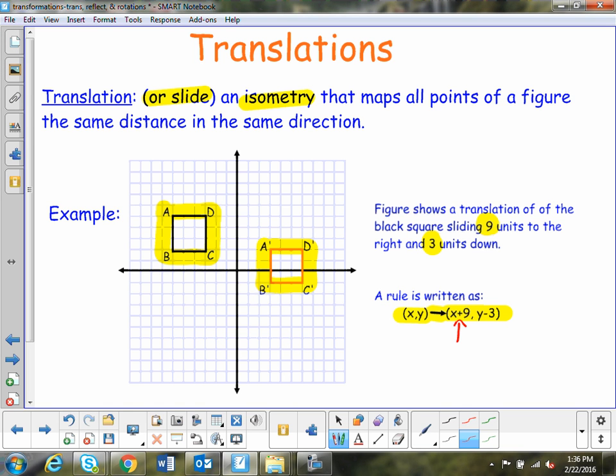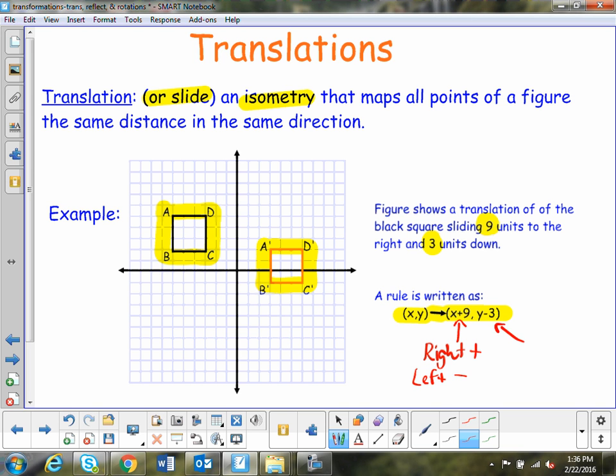Because it refers to the x values, and where are all the positive values for x? To the right, okay, right? The numbers get larger and larger and larger. So anytime you move to the right, you're going to add. What about if you're sliding to the left? What are you going to do? You're going to subtract. Okay?